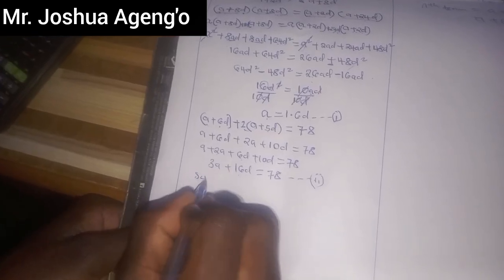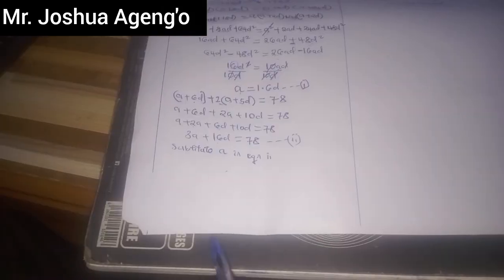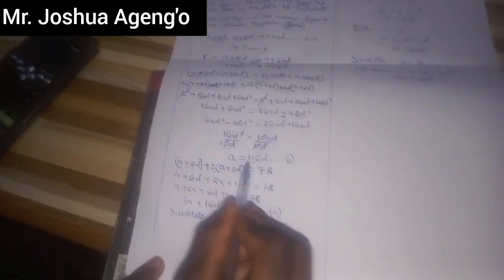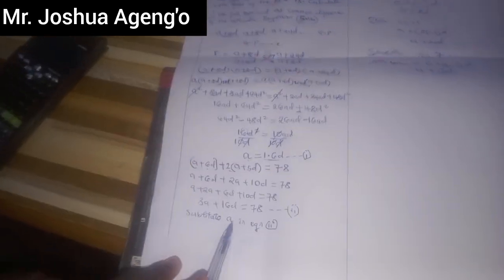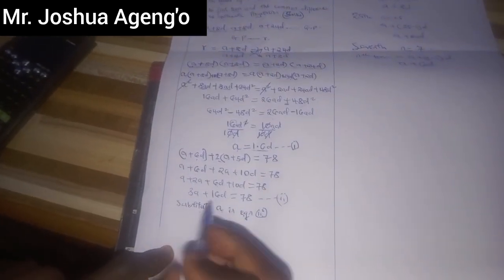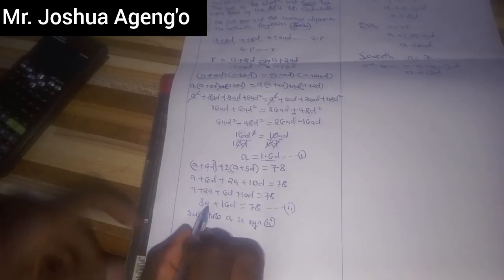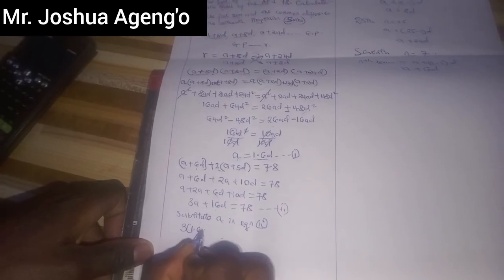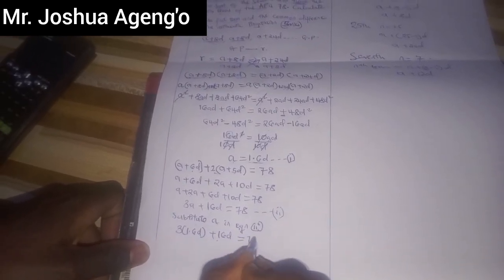So substitute A in equation 2. We are saying that A is 1.6D. In other words, you can say substitute equation 1 in equation 2. So we'll have 3A, but I know very well that A is 1.6D. So I'll have 3 into A, which is 1.6D, plus 16D is equal to 78.